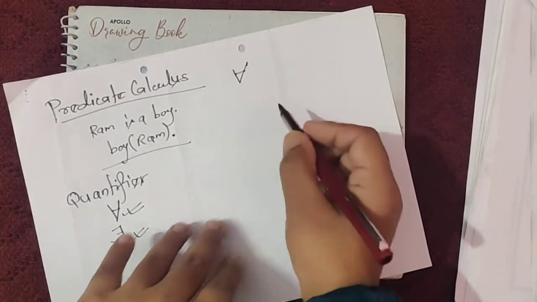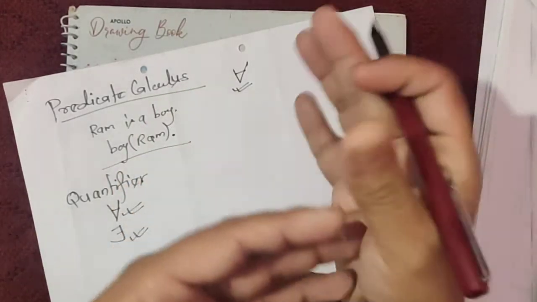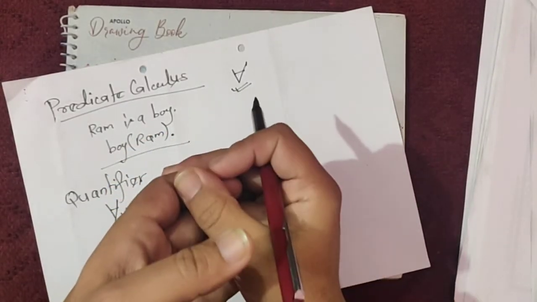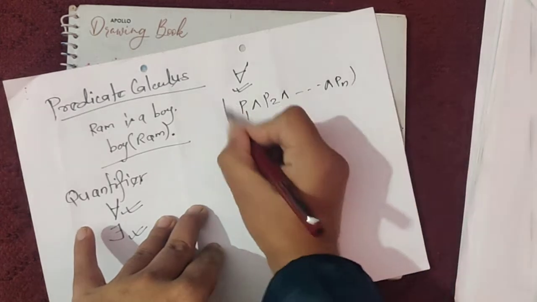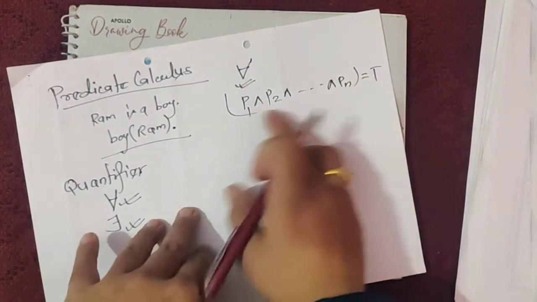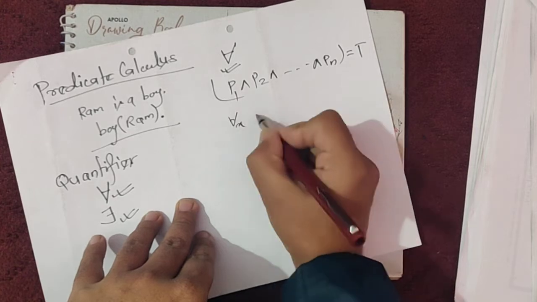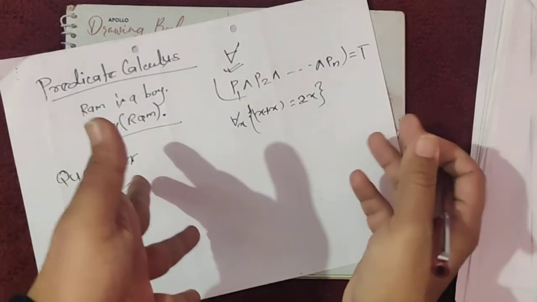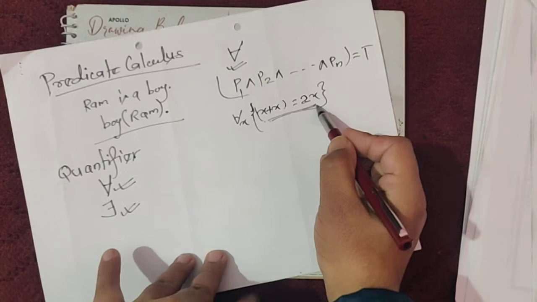So let us define the universal quantifier. Its symbol is this, and it is read as for all, for every. It is valid only if all the variables in a given domain are true. Just an example, p1 and p2 and dot dot dot and pn. If these all are true, then the output is true. That means for all predicates or variables, it must be true. Let us consider an example. For all x, x plus x is equal to 2x. Yes, so for every value of x, this statement is true.